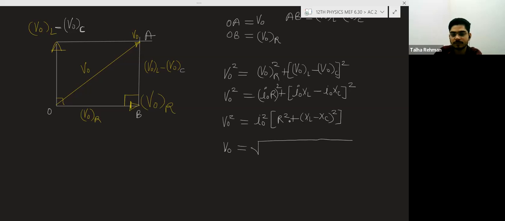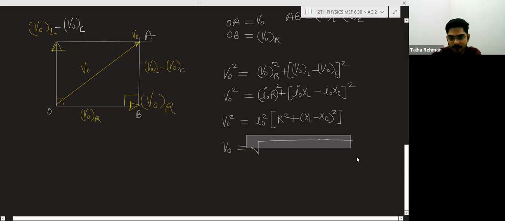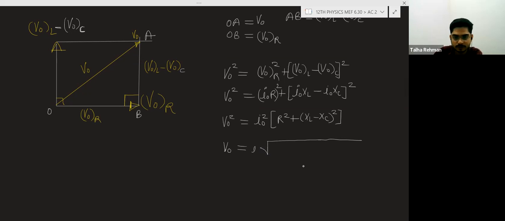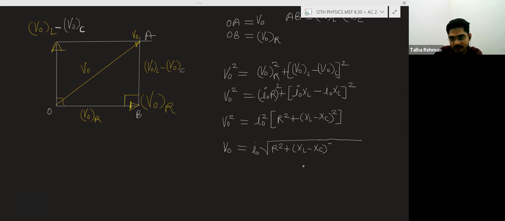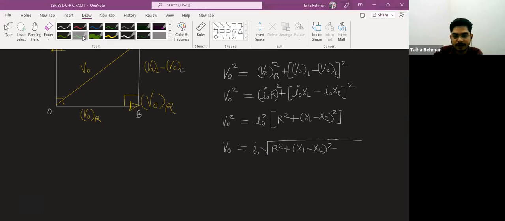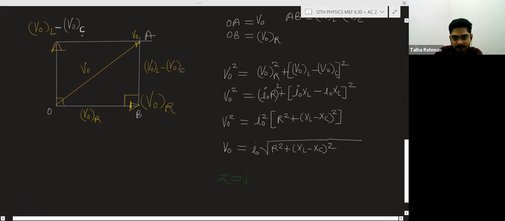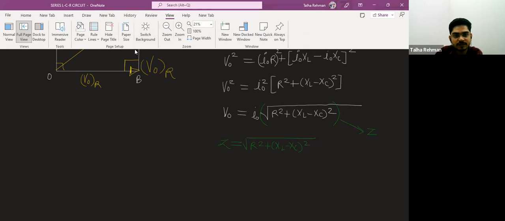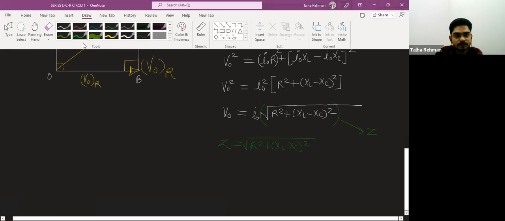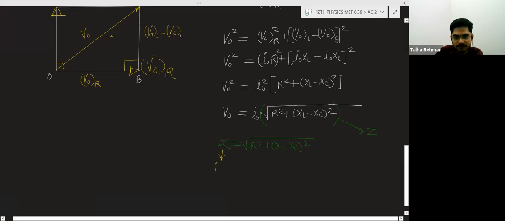That will be equal to I naught outside, and here R square plus XL minus XC square, and this term is known as Z. This square root of R square plus XL minus XC square is known as Z, and this Z is known as the impedance of the circuit.